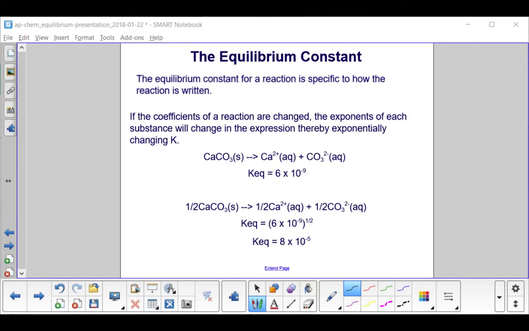Likewise, if the coefficients of a reaction are changed, the exponents of each substance will change in the expression, thereby exponentially changing K. So if I multiply the entire reaction by 1/2, then the equilibrium constant also changes by an exponent factor of 1/2, right? Because coefficients raise our concentrations to their power, so everything is raised to the power of 1/2. So instead of 6 times 10 to the minus 9, I have 6 times 10 to the minus 9 to the 1/2 power, or the square root, which is 8 times 10 to the minus 5.